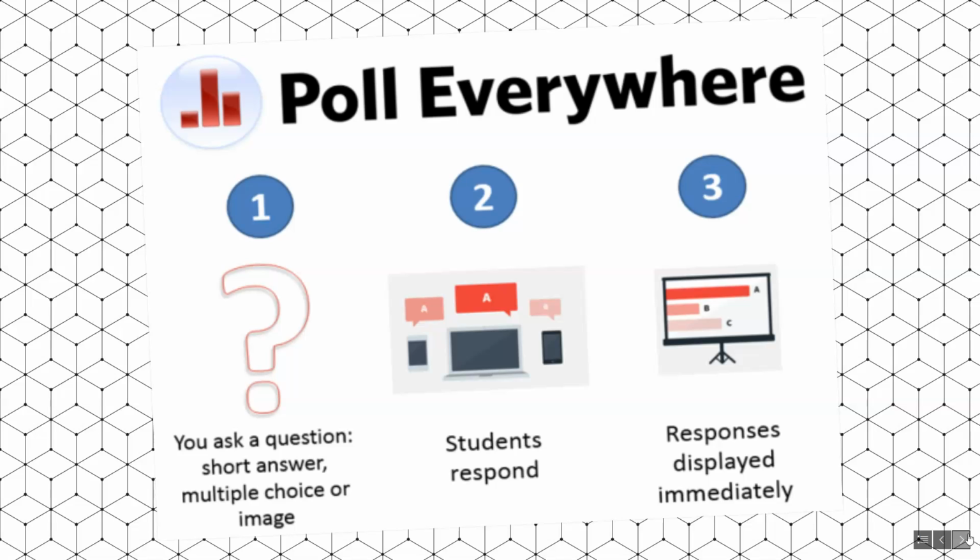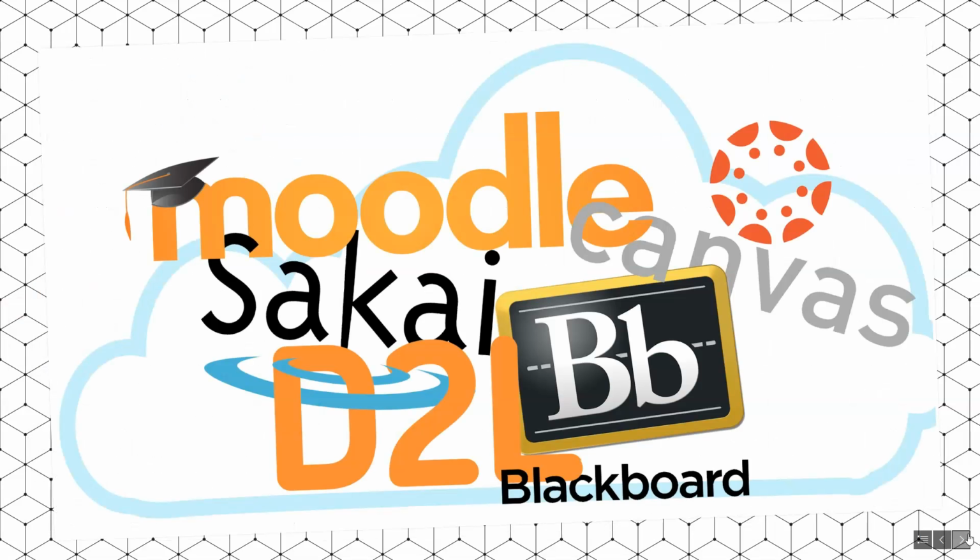Poll Everywhere can be used on computers and tablets where your audience can type in a web page to participate. You ask a question. You get a short answer. You can use multiple choice or an image. Students respond on their phones, laptops, or tablets. Responses are displayed immediately. Another thing I like about Poll Everywhere is that it's also available to institutions to integrate into their learning management systems, such as Blackboard, Canvas, Brightspace, and Moodle.